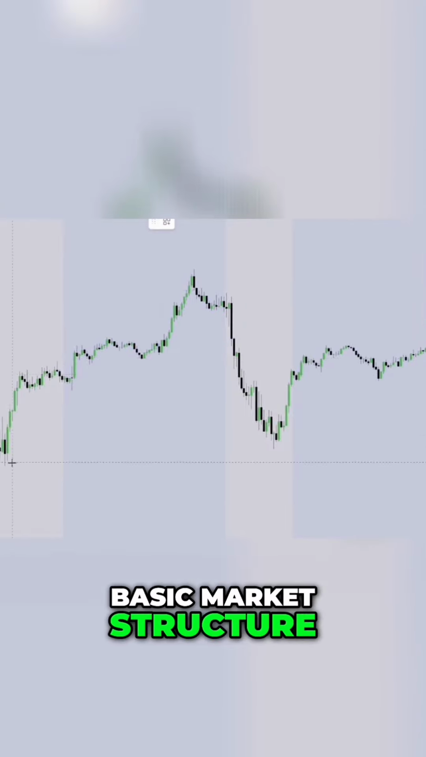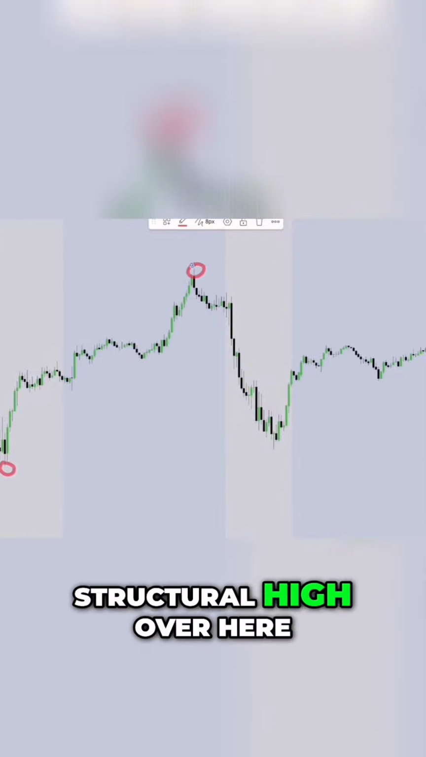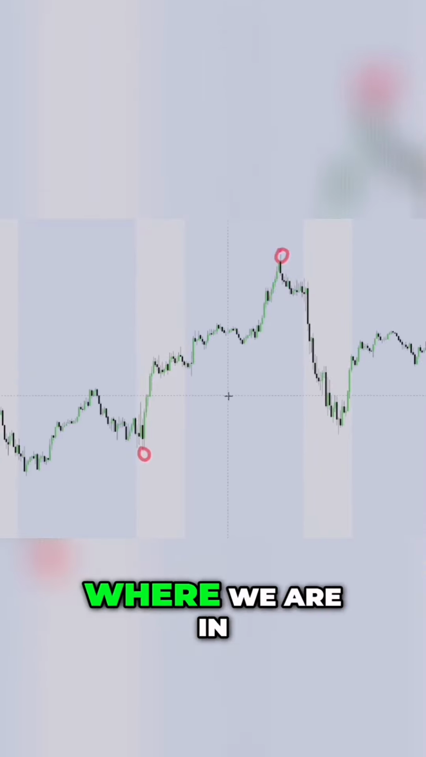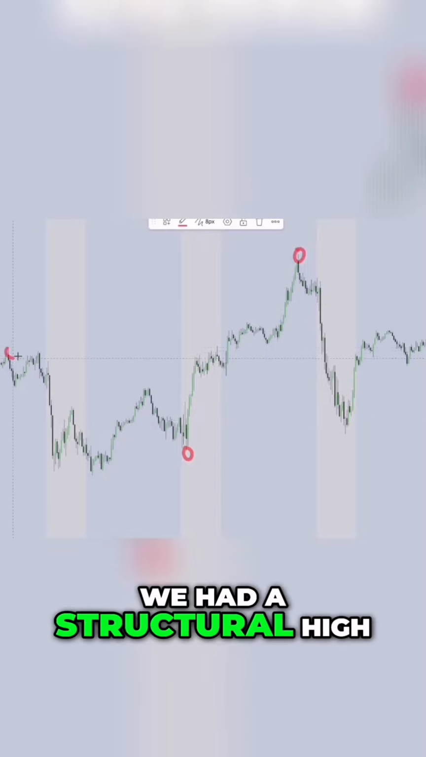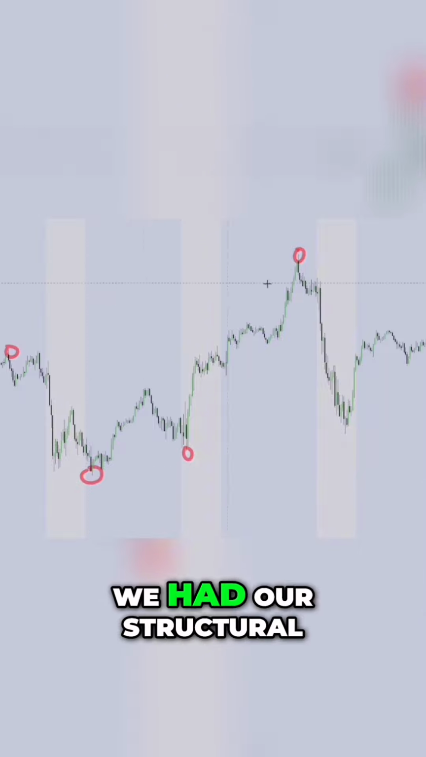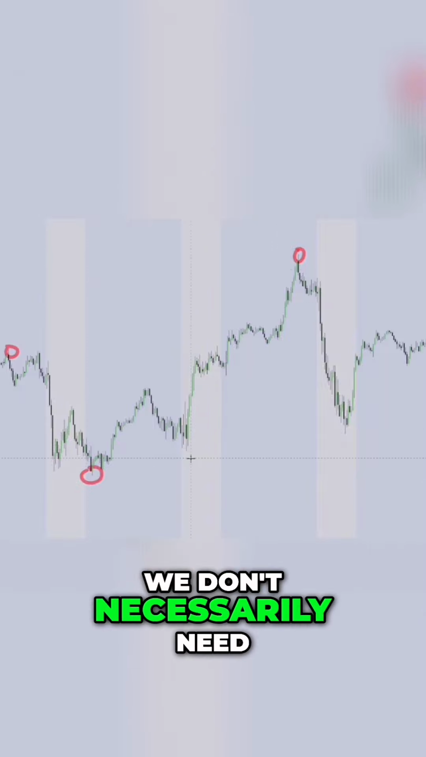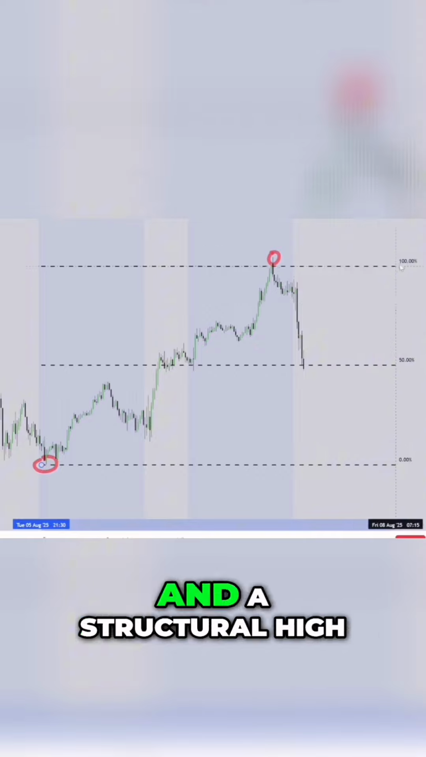So where do I begin? I always begin with basic market structure. We had a structural low down here and a structural high over here, right? We need to understand where we are in terms of the market structure. So let's zoom out a little bit. We had a structural high, a structural low down here, and then of course our structural high up here. So we don't necessarily need this structure. Now, if I play price back a little bit, we are in this region where we have a structural low down here and a structural high.